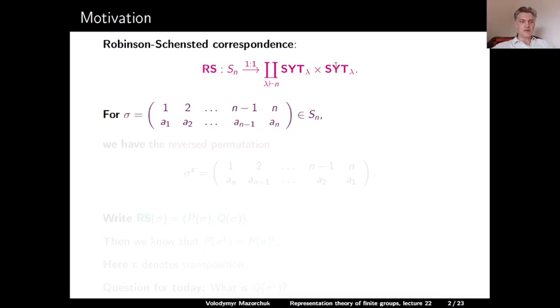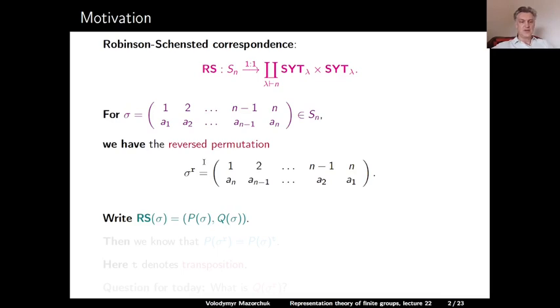Recall also that for any permutation in Sn, let's denote this permutation by sigma, it sends 1 to A1, 2 to A2, and so on, n to An. We have defined the reversed permutation sigma r, which sends 1 to An, 2 to An minus 1, and so on, n to A1. So this reversed permutation is obtained from sigma simply by flipping the second row.